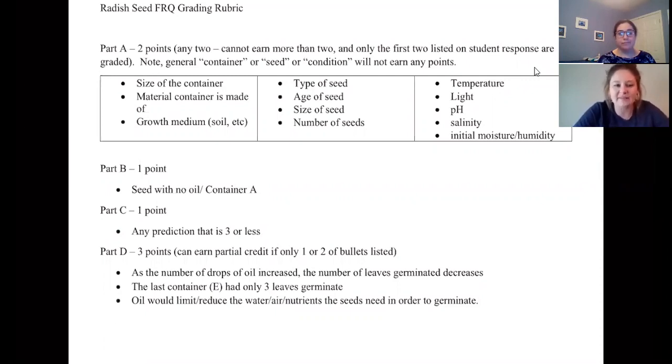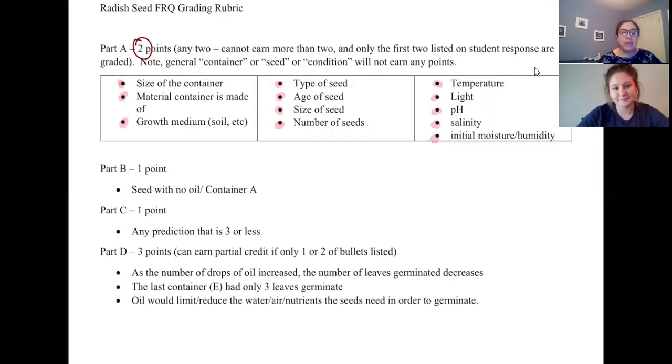So part A was asking you to identify two of these things that were held constant. In order to get those 2 points, you would have had to list any two of these things in this table. You could have said that the size of the container was held constant, the material that the container was made of, the growth medium, the type of seed, age of seed, size of seed, number of seeds, temperature, light, pH, salinity, or the initial moisture or humidity. So you could get up to 2 points for saying up to two of those things.